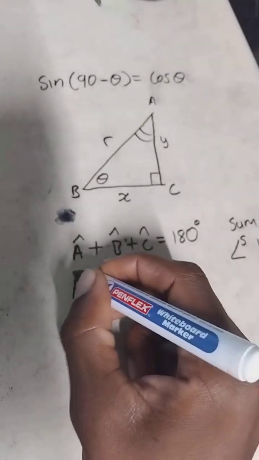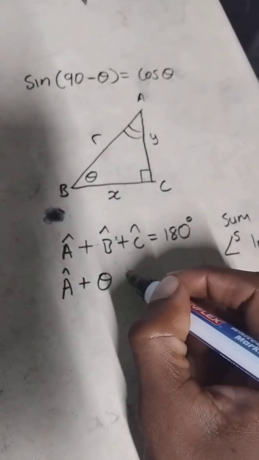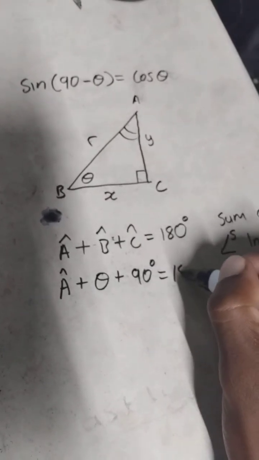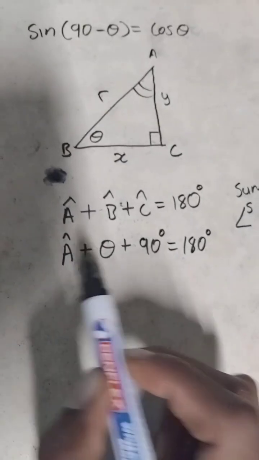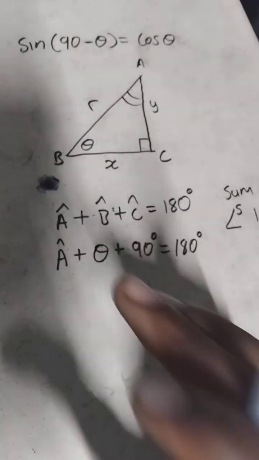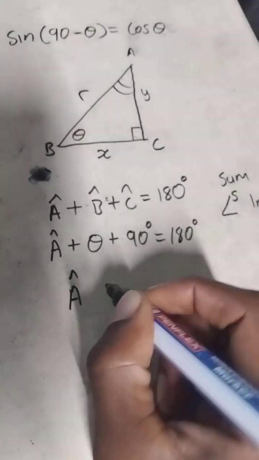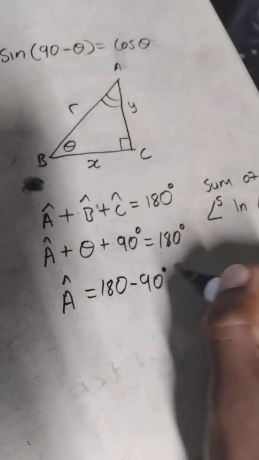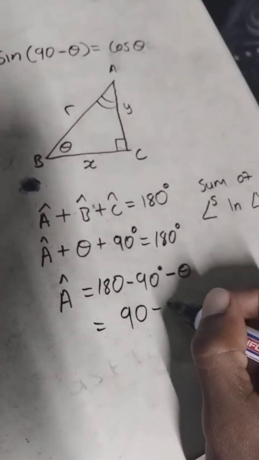So obviously the A we don't have, but we have the value of B, which is theta, and our C is equal to 90 degrees, which is equal to 180 degrees. Then in order for us to determine the value of A, we move everything to the right so that everything changes sign. Then we are going to have the value of A being 180 minus 90 minus theta. 180 minus 90 is 90 minus theta.